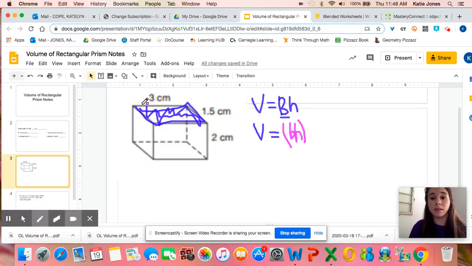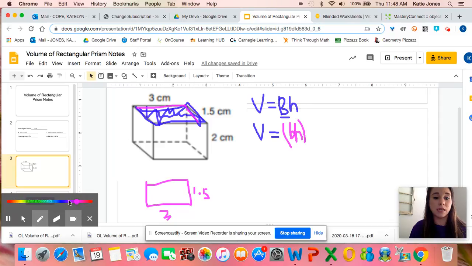So the base and the height of this shape, which is 3 and 1.5, base height. So if I drew this rectangle out down here, my base would be 3 and my height would be 1.5. All right, and then the H, the distance between the two bases, would be 2, because it's the distance from here to here.